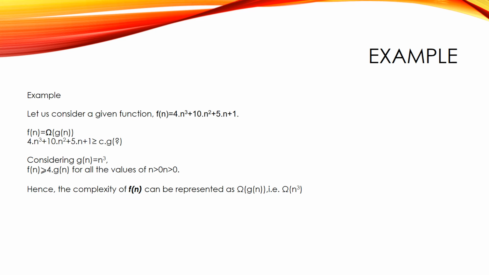4n cube plus 10n square plus 5n plus 1 is greater than equals to C dot Gn. Considering the value of Gn as n cube, because n cube is dominating among n cube, n square and n. And for the value of a constant, we validate the given equation and select the value accordingly. Hence, the complexity of Fn can be represented as omega of Gn, that is omega of n cube.